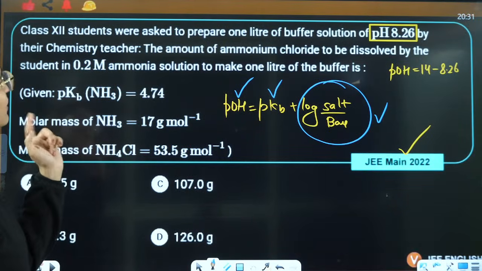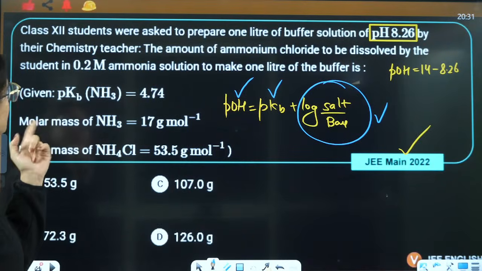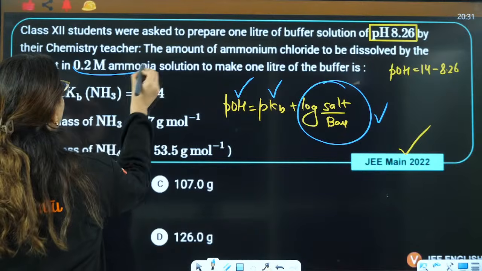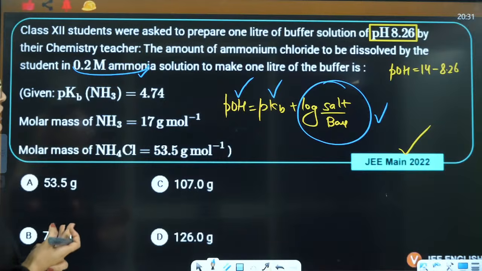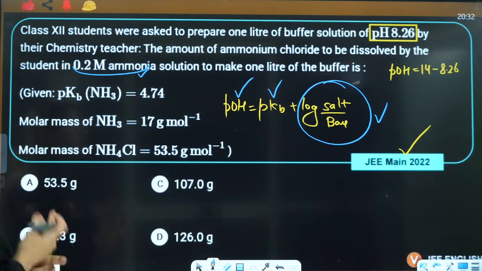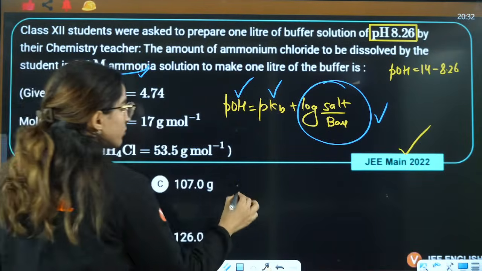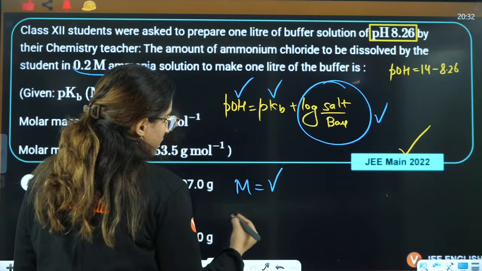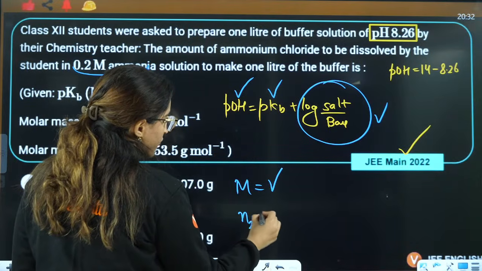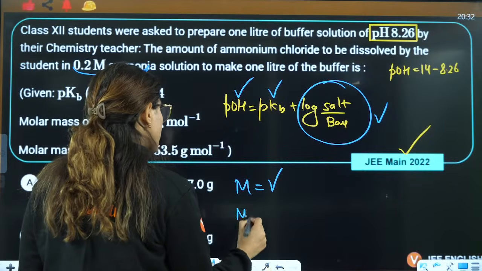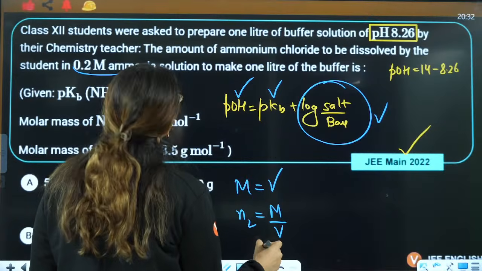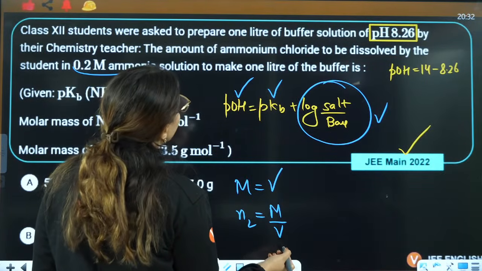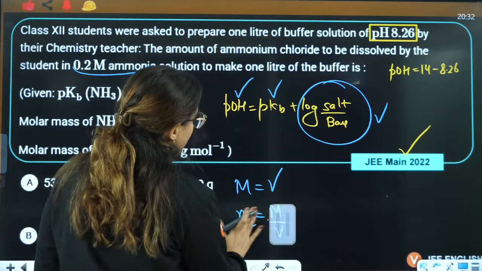And if you see the amount of ammonium chloride salt, you don't know, dissolved by the student in this much of ammonia. You know that this is the molarity of ammonia. So from there you can calculate the molarity of salt. Once you calculate the molarity of salt, molarity is equal to number of moles by volume. And they are saying 1 liter, 1 liter, right?